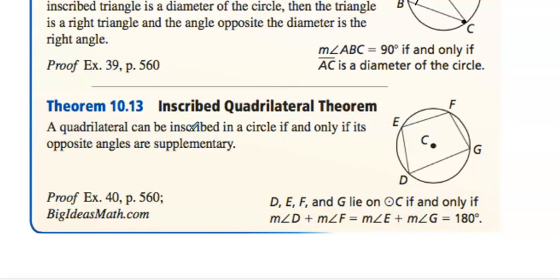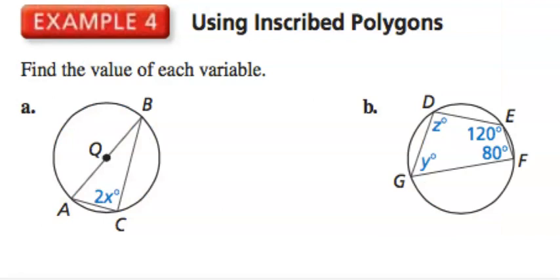So a quadrilateral can be inscribed in a circle if and only if its opposite angles, so E and G, are supplementary, meaning adding 2 angles and getting a total of 180, right? No problem. So E and G would be 180, and then F and D would also be 180, but those are not congruent angles, okay? Alright, and what else we got?